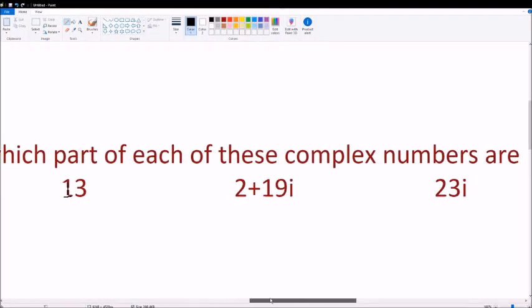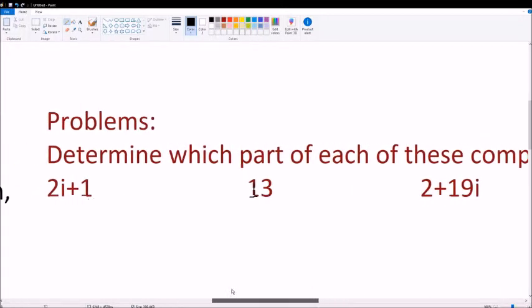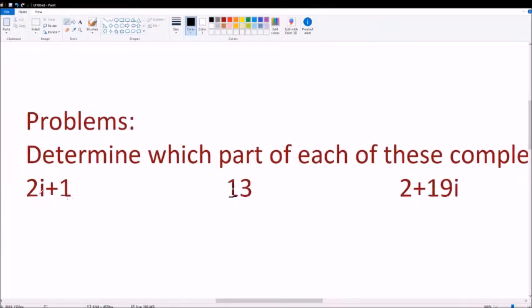let's determine which part of each of these complex numbers are real and imaginary. 2i plus 1. In 2i plus 1, we know that 2i is imaginary because of the i. We also know that 1 is real because 1 is a real number.